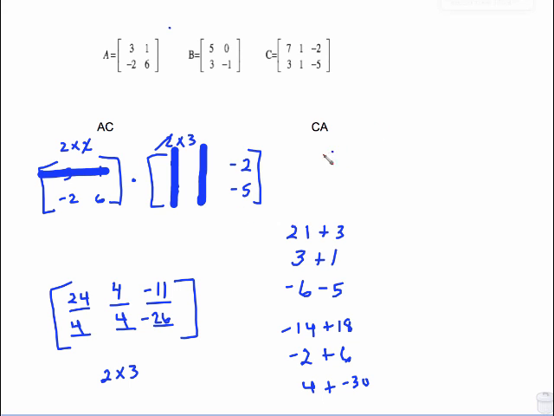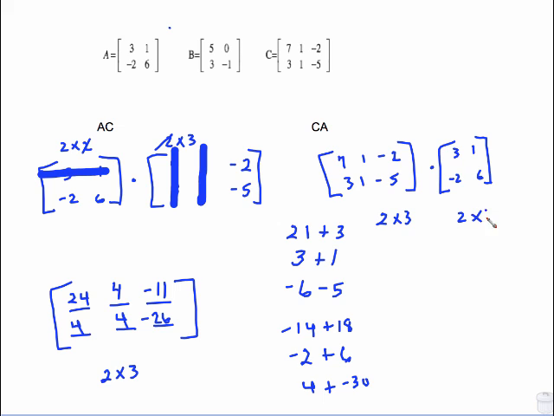To do CA, this is 7, 1, negative 2, 3, 1, negative 5. A is 3, 1, negative 2, 6. Check your dimensions. This is a 2 by 3 matrix. This is a 2 by 2 matrix. These numbers in the middle don't match, which means this is not possible.